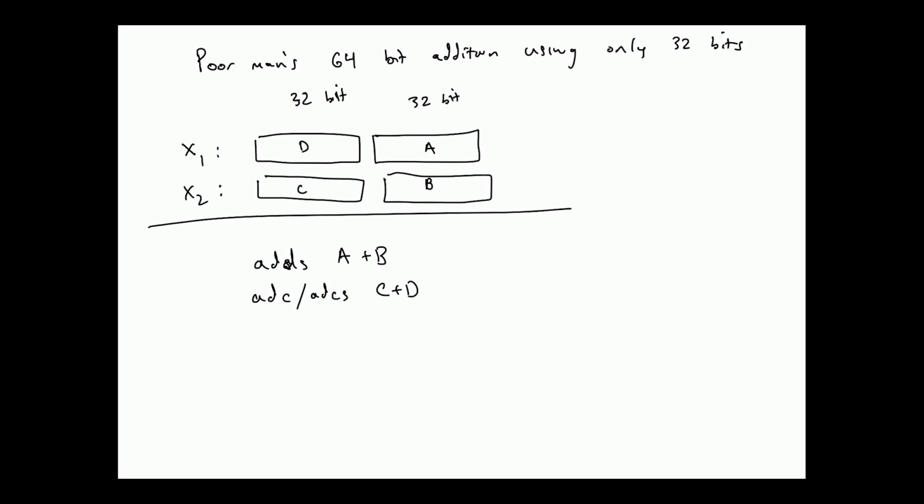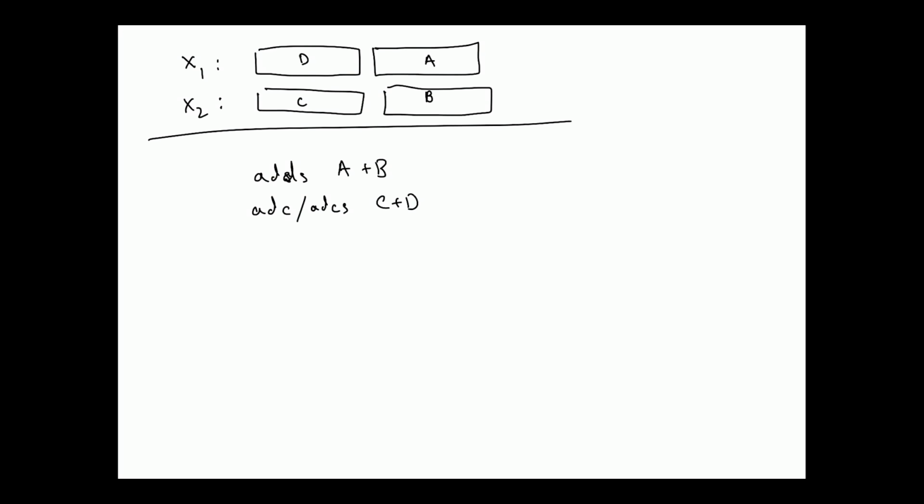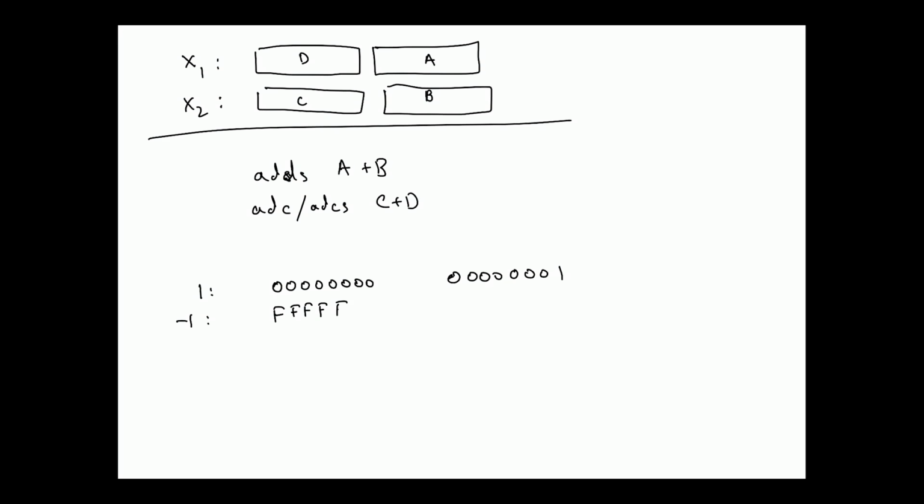Let's take, how would I write -1 in 64 bits? It's just a crap ton of F's, okay? And 1 would be a bunch of zeros and then a 1. So 1 would be 0, 0, 0, 0, 0, 0, 0, 0, and 0, 0, 0, 0, 0, 0, 0, 1. I'm writing this in hex, not in binary, okay? -1 would be F, F, F, F, F, F, F, F, F, F, F, F, F, F, F, F.